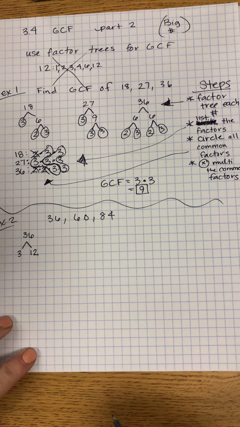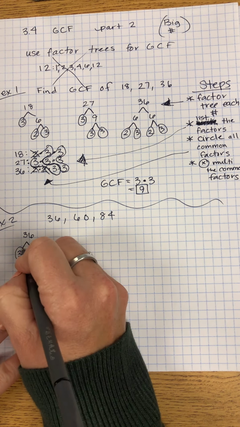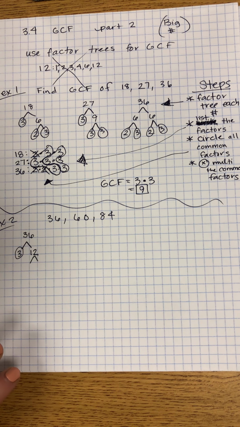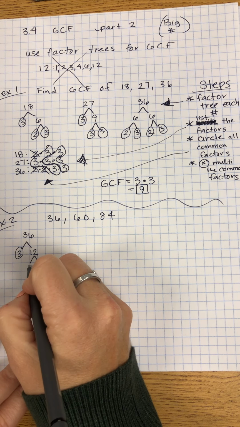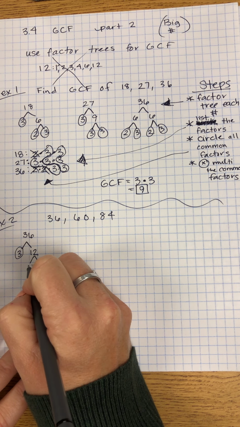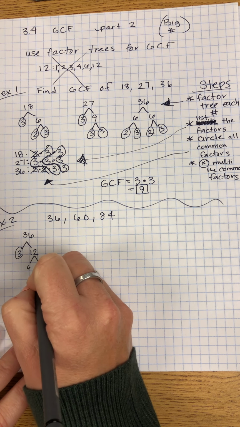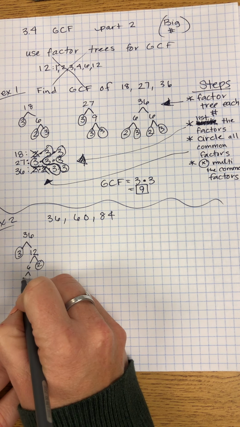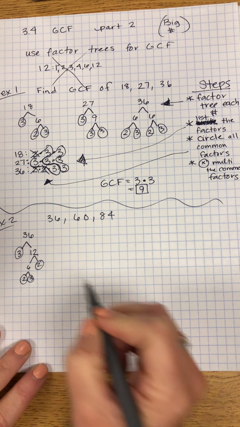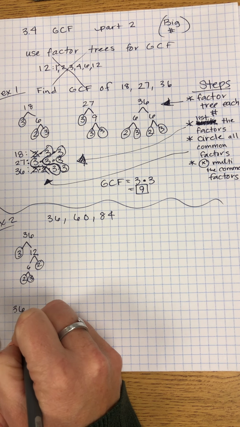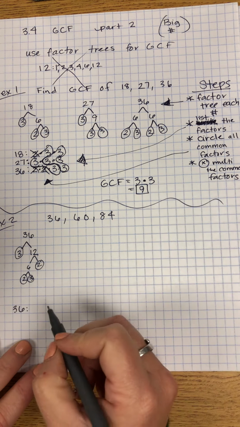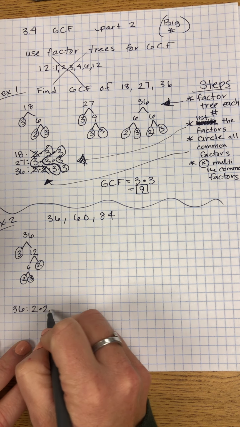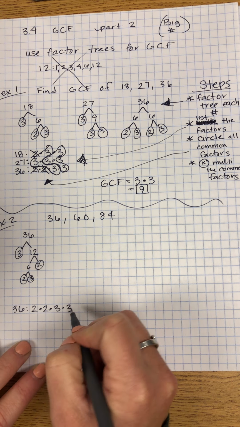Are either of those prime? Yes, 3 is. So we circle it. And 12, we break down. We factor it down. What goes into 12? 4 and 3. I'm going to go with 6 and 2 because I was looking at Reese. 2 is prime. 6 is 2 and 3. So for 36, we still end up with 2 2s and 2 3s.